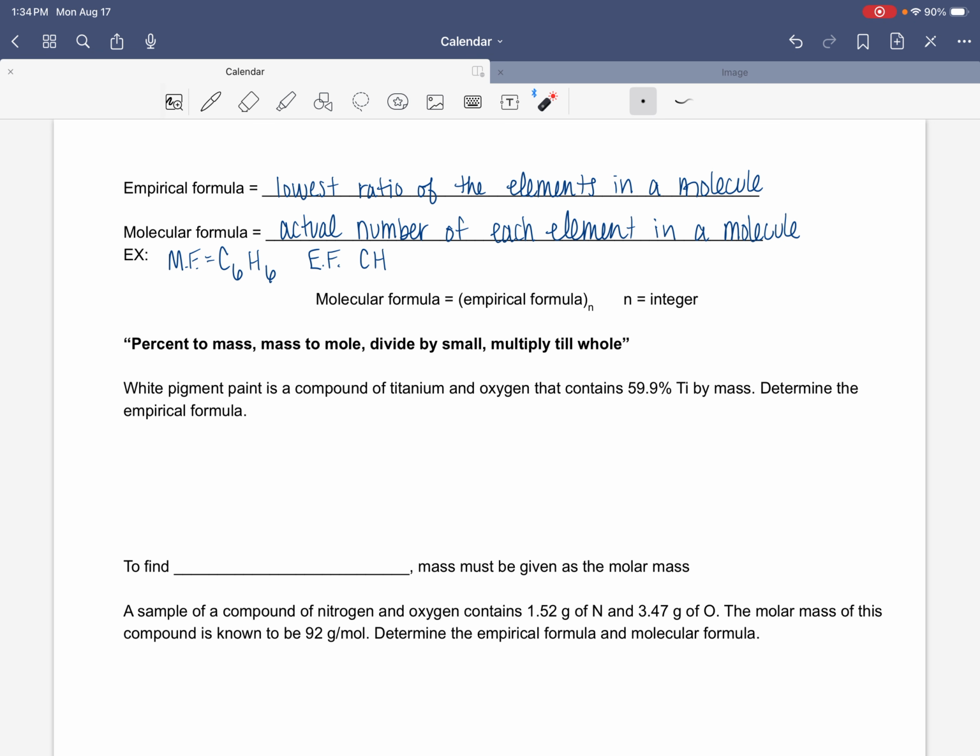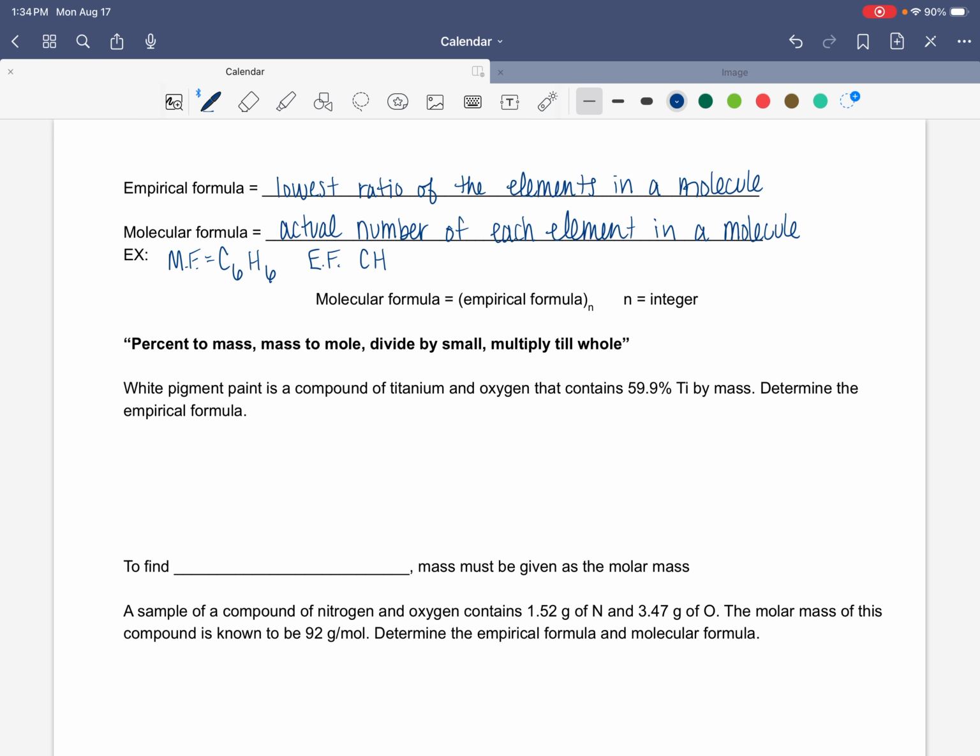So let's start with this first example. It says white pigment paint is a compound of titanium and oxygen. So we have 2 elements that make up this compound. It says that it contains 59.9% titanium by mass. Determine the empirical formula. They only told us the percentage by mass of titanium and not of the oxygen, but because there's only 2, we know that they have to add up to 100%, so we can easily determine what the percentage of oxygen is.